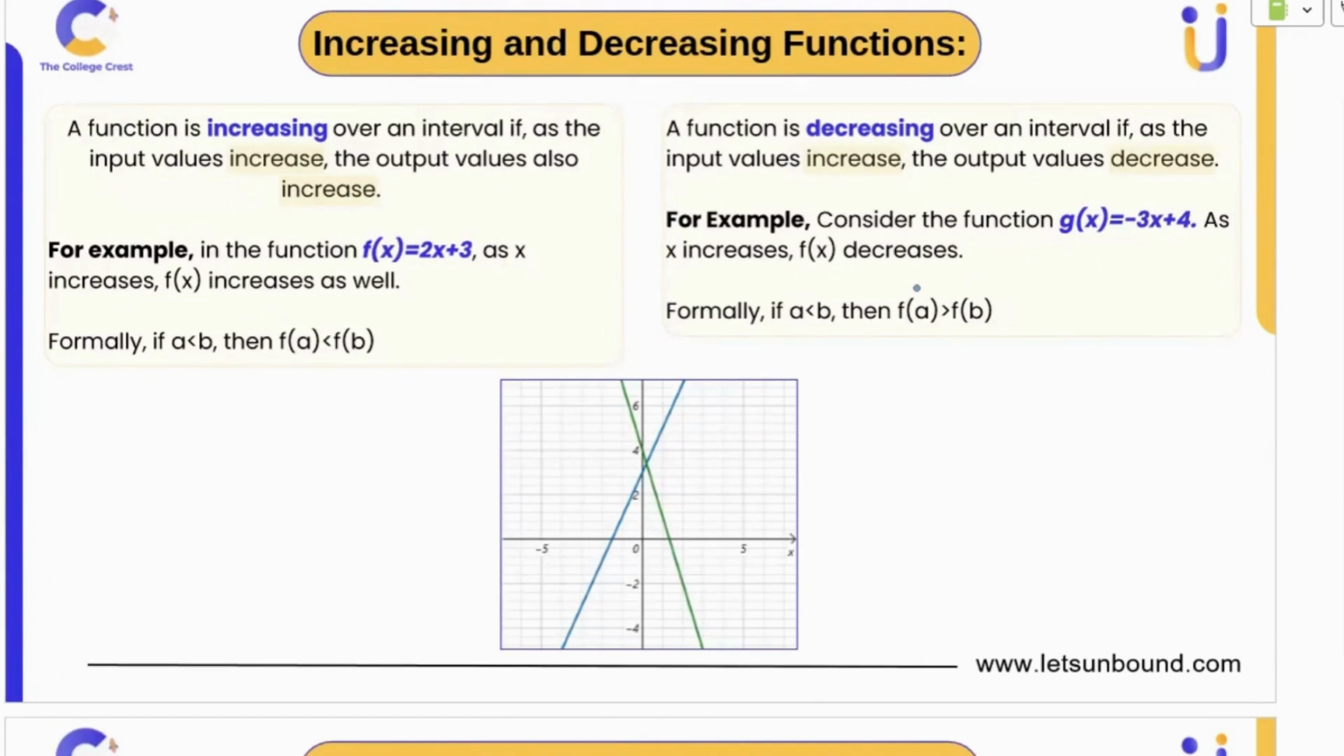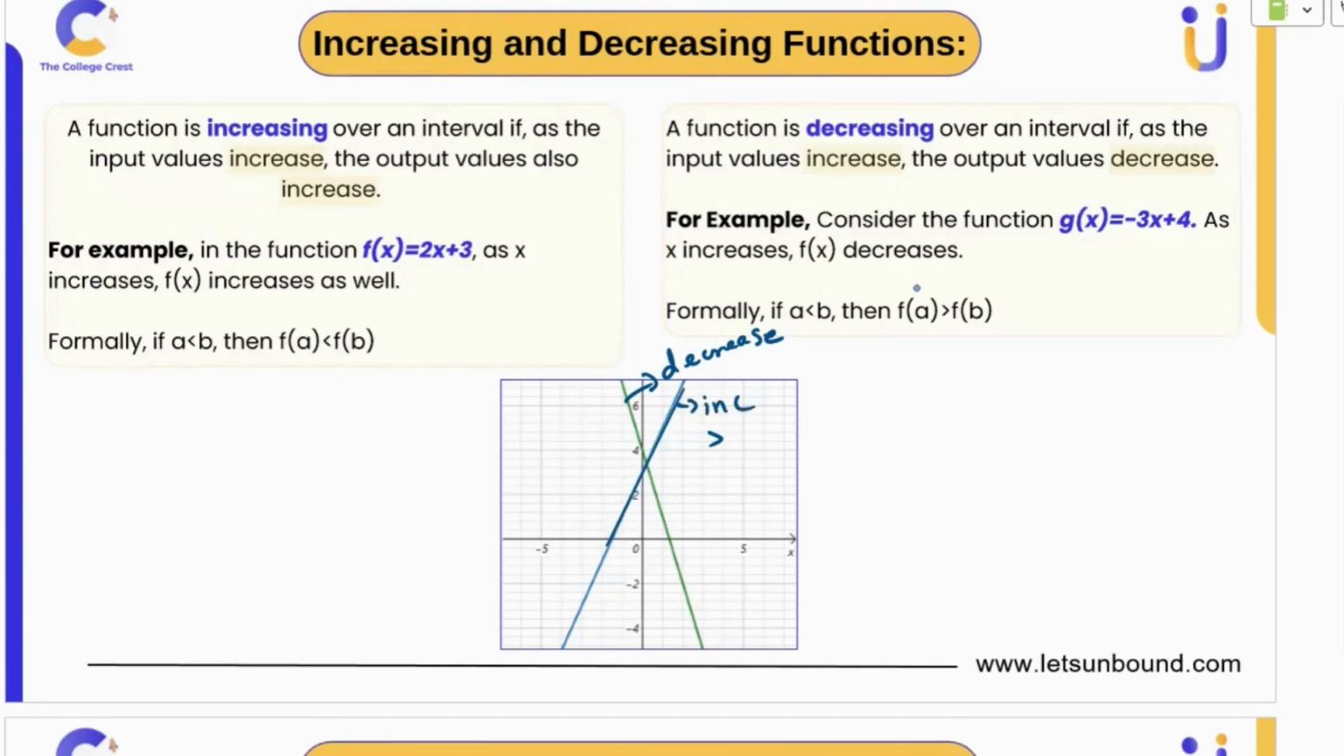So two lines are given. Place your finger on the graph and move to the right side of the coordinate plane. If your finger goes down, it's decreasing. So if you move to the right side, it goes down. The green one is a decreasing function. Left to right, if it goes down, it's decreasing. You place the finger on the blue and move right, you will be going up. So this is an increasing function.